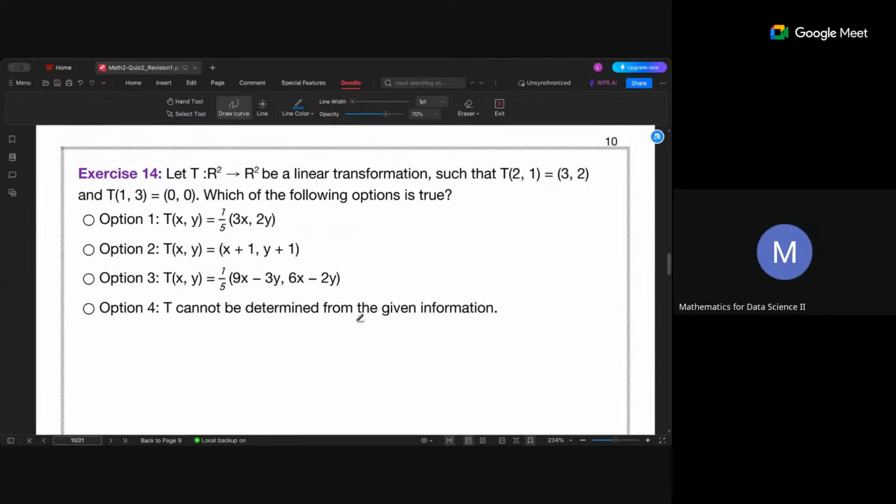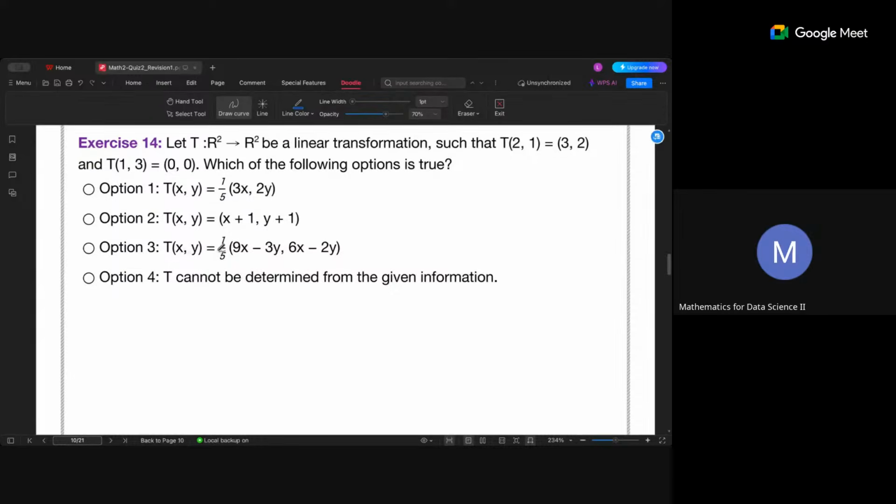But I would like to tell you the way to find the exact T of (x, y), because everyone can easily check whether (2, 1) satisfies this or not, and whether (1, 3) satisfies this or not. It is better if you know how to exactly compute T of (x, y). How to compute T of (x, y)? First of all, are (2, 1) and (1, 3) linearly independent?